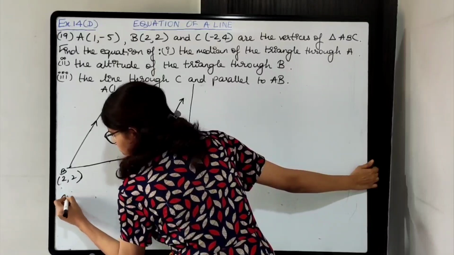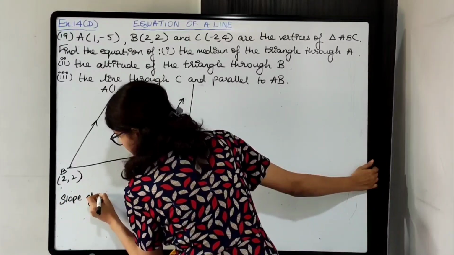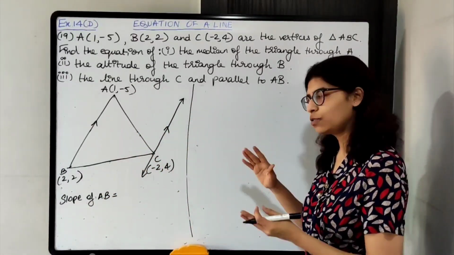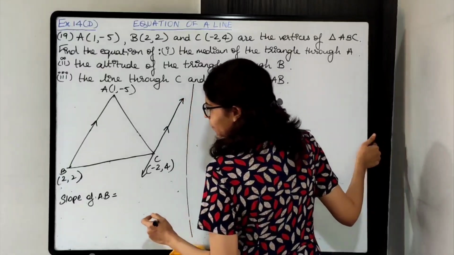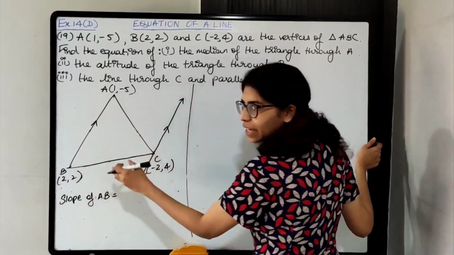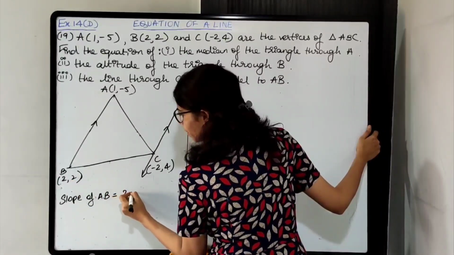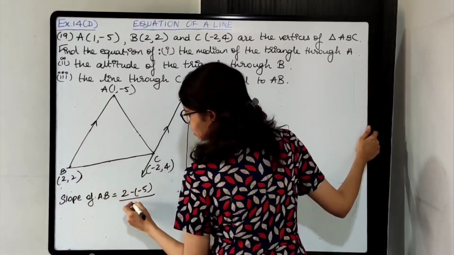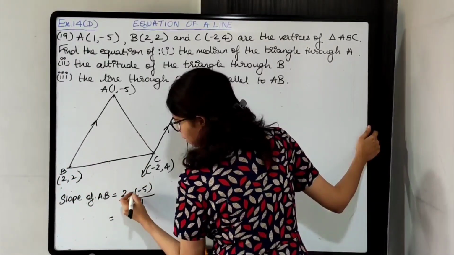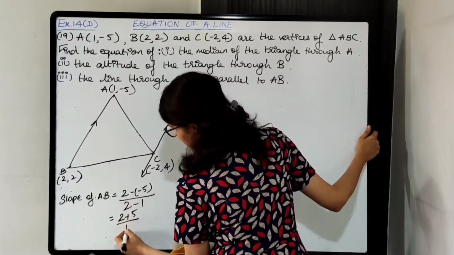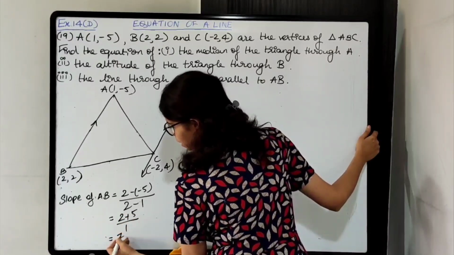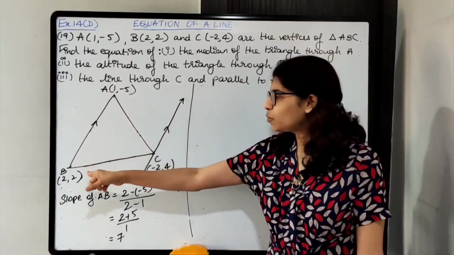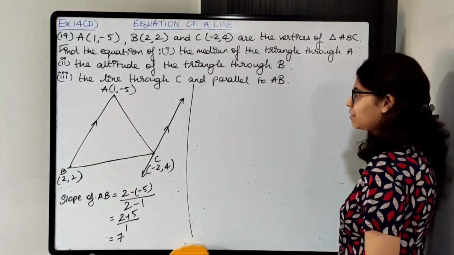So write down slope of AB. Draw this. Okay. So you can draw this in the same figure itself or you can draw it separately. Slope of AB is subtracting the y coordinates first. So 2 minus minus 5 upon 2 minus 1. Minus minus plus will become. 2 minus 1 gives 1. So 7 upon 1, that is 7. So slope of AB is 7. So the slope of the line parallel to AB will also be 7 because parallel lines have equal slopes.